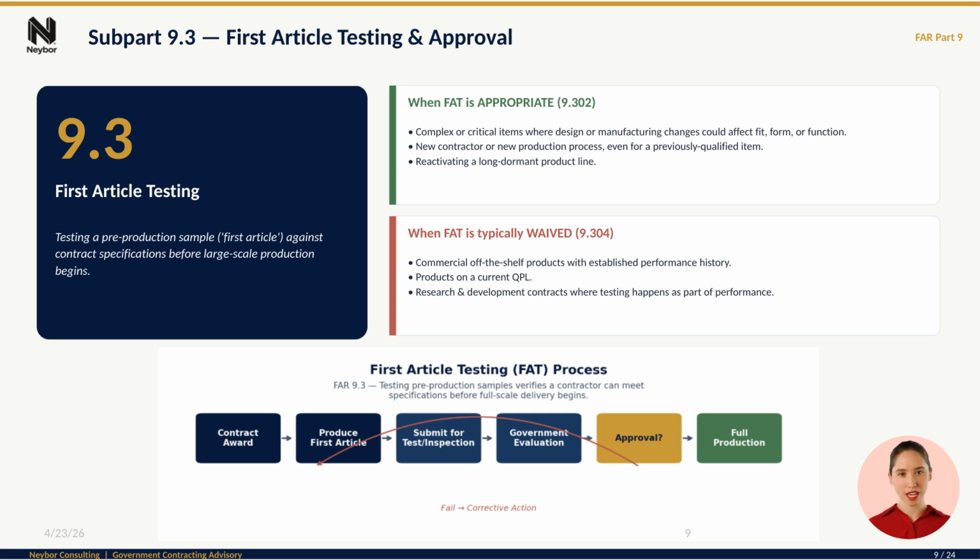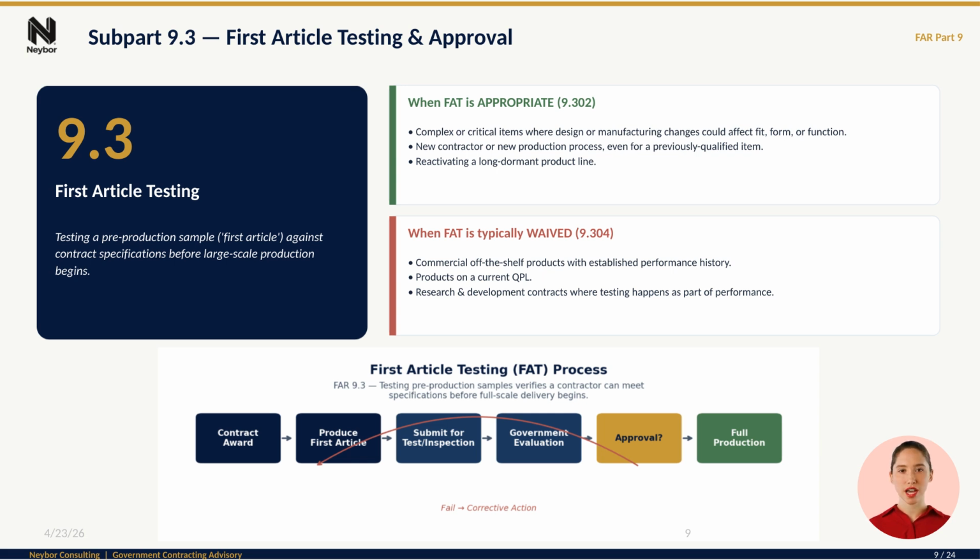Subpart 9.3 covers first article testing, often abbreviated FAT. The idea is simple. Before a contractor ramps up to full production, they manufacture 1 or more pre-production samples, the first articles, and submit them to the government for testing against the spec. Only after that sample is approved does full-scale production begin. Why bother? For complex, critical, or safety-sensitive items, the cost of discovering a specification failure after you've built 10,000 units is orders of magnitude higher than the cost of testing 1 unit up front.